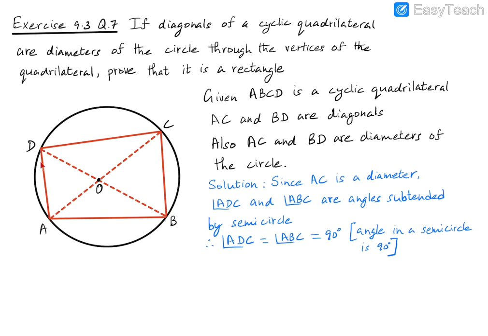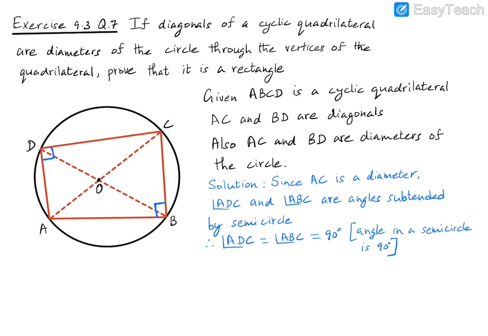So both angle ADC and angle ABC are equal to 90 degrees because they are both angles in a semicircle. And we have seen a theorem earlier which states that the angle in a semicircle is a right angle, that is, the angle in a semicircle is 90 degrees. So we now have angle ADC is 90 degrees, because ADC is the angle subtended by the semicircle. Similarly, angle ABC is this angle here, and that is also equal to 90 degrees. So we have first shown that angle ABC and angle ADC are both 90 degrees.